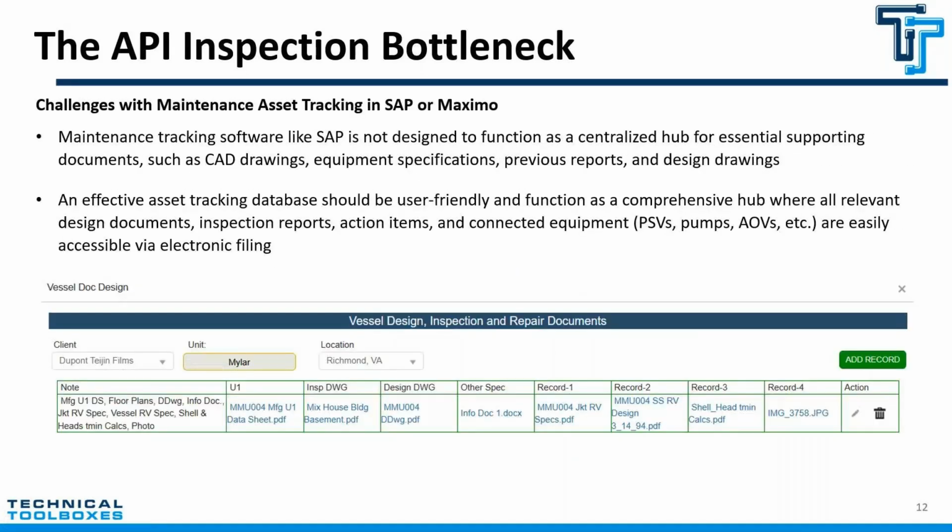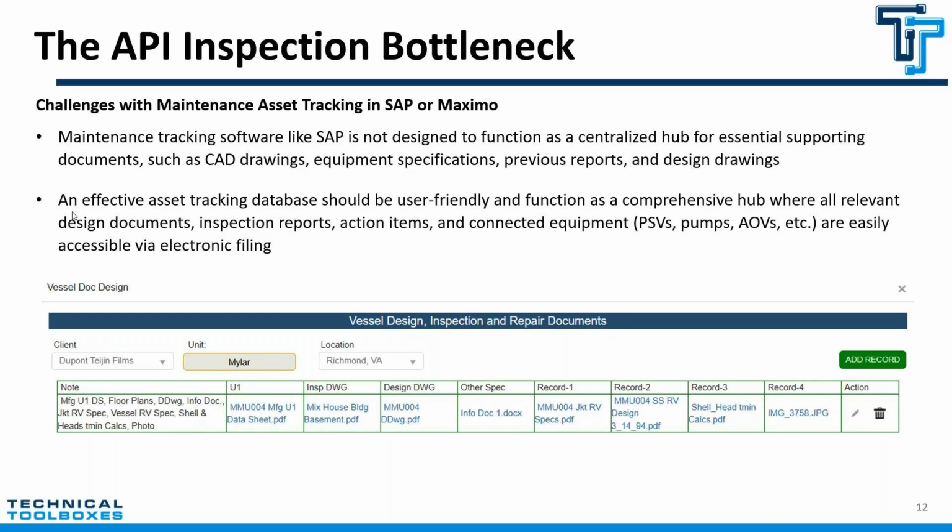So, challenges with maintenance asset tracking in SAP or Maximo. Maintenance tracking software like SAP is not designed to function as a centralized hub for essential supporting documents such as CAD drawings, equipment specs, previous reports, or design drawings. Okay, this is just to track when the next inspection should be done, or what maintenance needs to be done from previous inspections. But it's certainly not a hub where you can keep all these different documents in one central place for easy access.